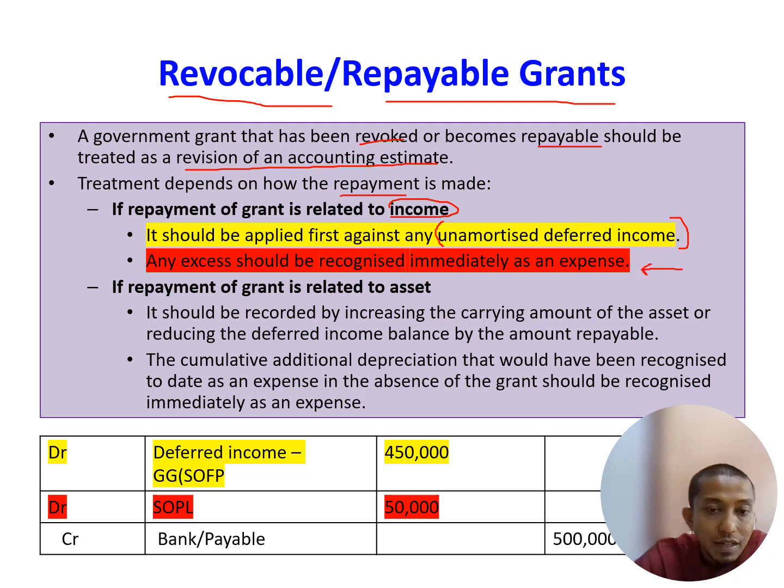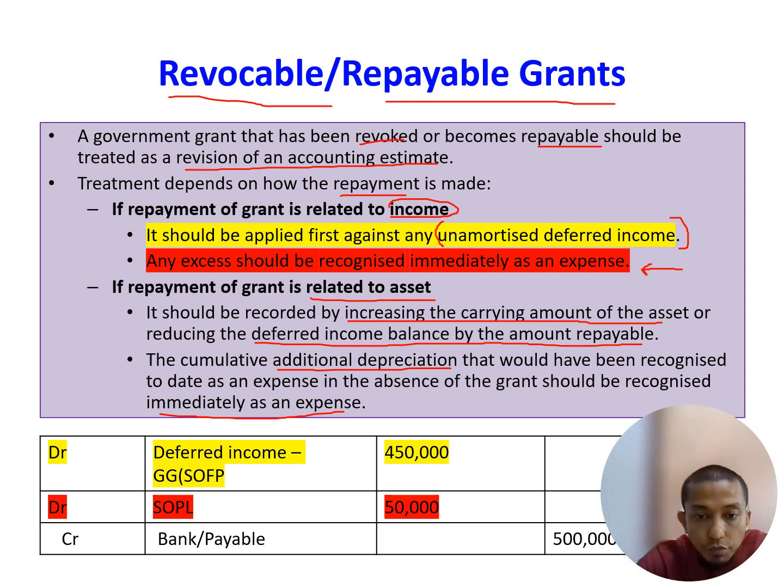If the repayment of the grant is related to an asset, it should be recorded by increasing the carrying amount of the asset, or by reducing the deferred income balance by the amount of the repayable, and the cumulative additional depreciation that would have been recognized to date as an expense in the absence of the grant. In the absence of deferred income, the repayment should be recognized immediately as an expense. So any extra depreciation that we haven't charged, we need to charge.